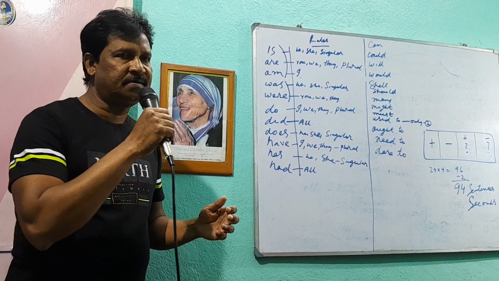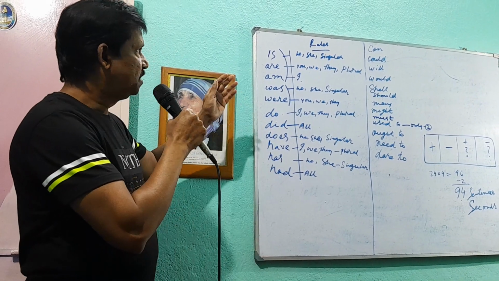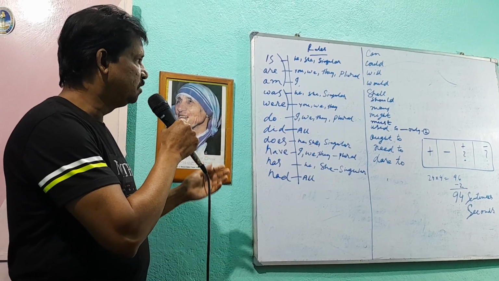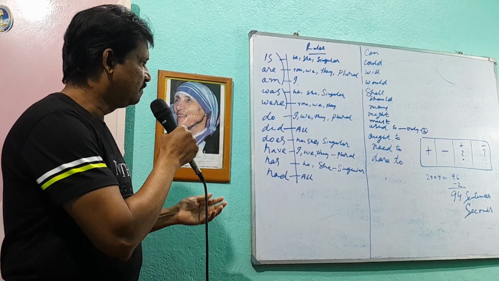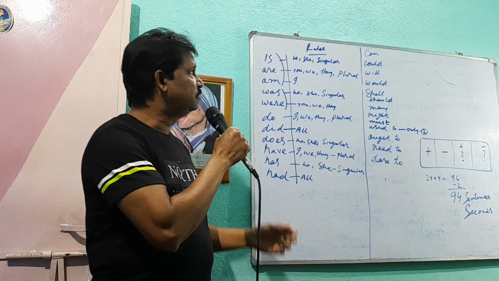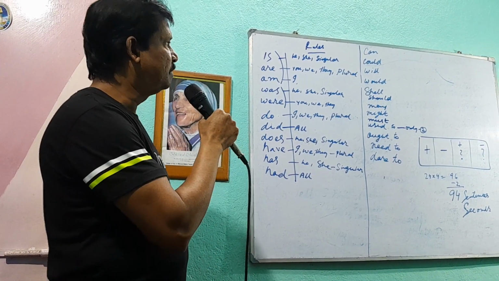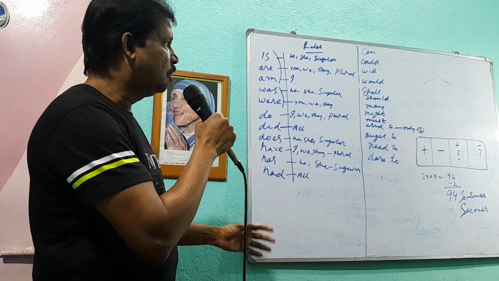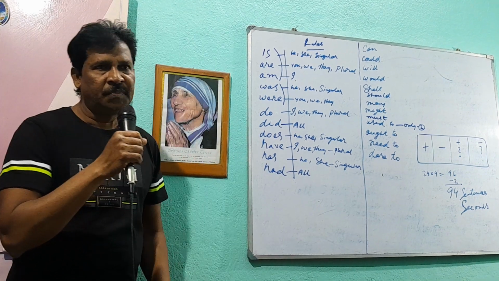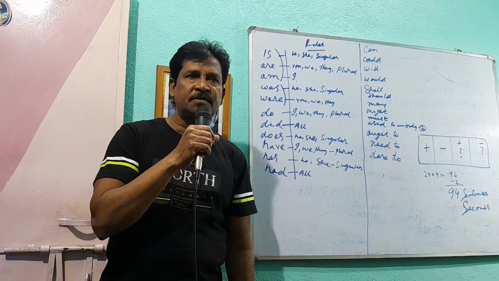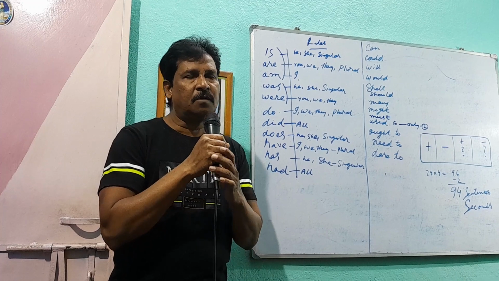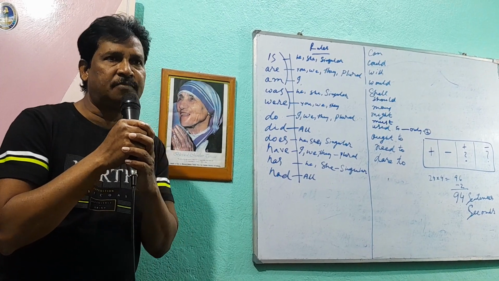So in my class today, you see: is, are, am, was, were, do, did, does, have, has, had, and can, could, will, would, shall, should, may, might, must, used to, ought to, need to, and dare to. These are the 24 auxiliary verbs, helping verbs, and without these auxiliary verbs, we cannot speak proper English.